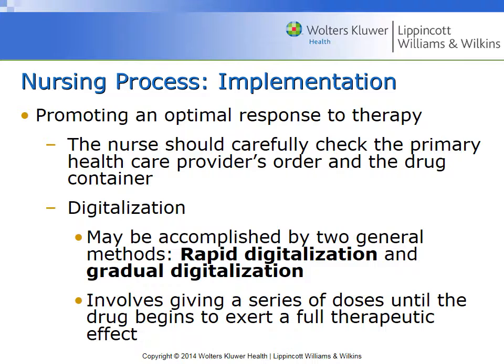Digitalization, or when we start someone on digitalis, aka digoxin, may be accomplished by two different methods. There is rapid and gradual. So rapid digitalization is going to have higher risk than gradual, but may be necessary in order to save the patient. So it involves giving loading doses of dig in order to get a therapeutic value more quickly than gradually reaching that therapeutic value.